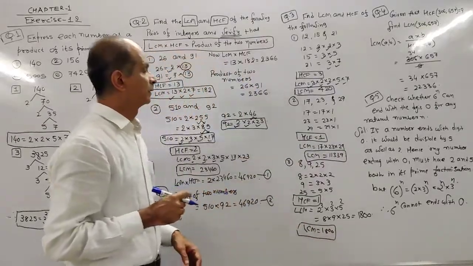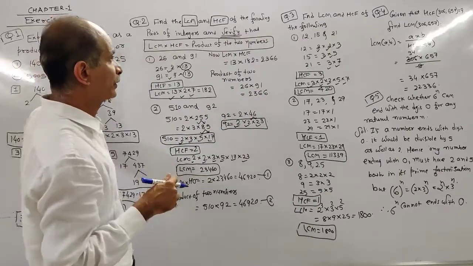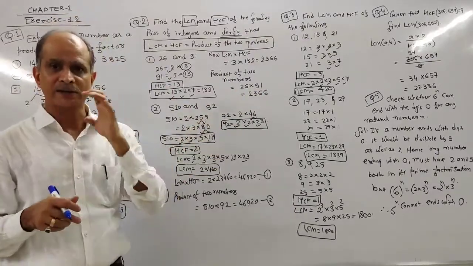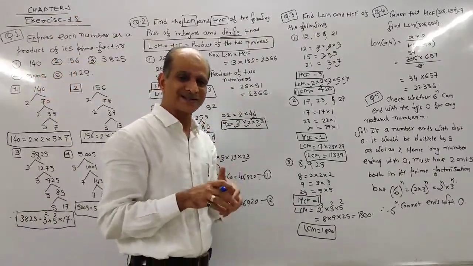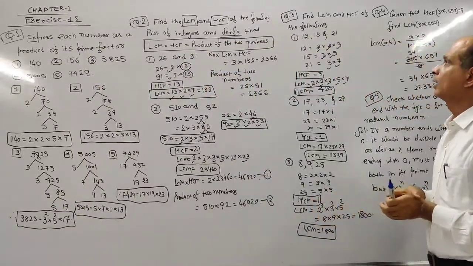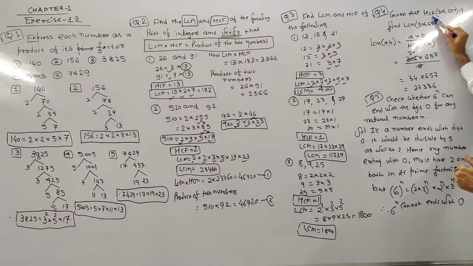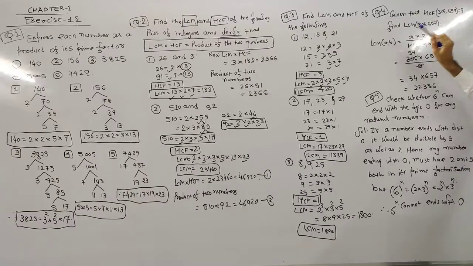So this is about the third example of exercise number 1.2, how to find out LCM and HCF of three given numbers. Well, now question number 4 and 5. 4.1. Given that HCF of 306 and 657 is 9, find LCM.